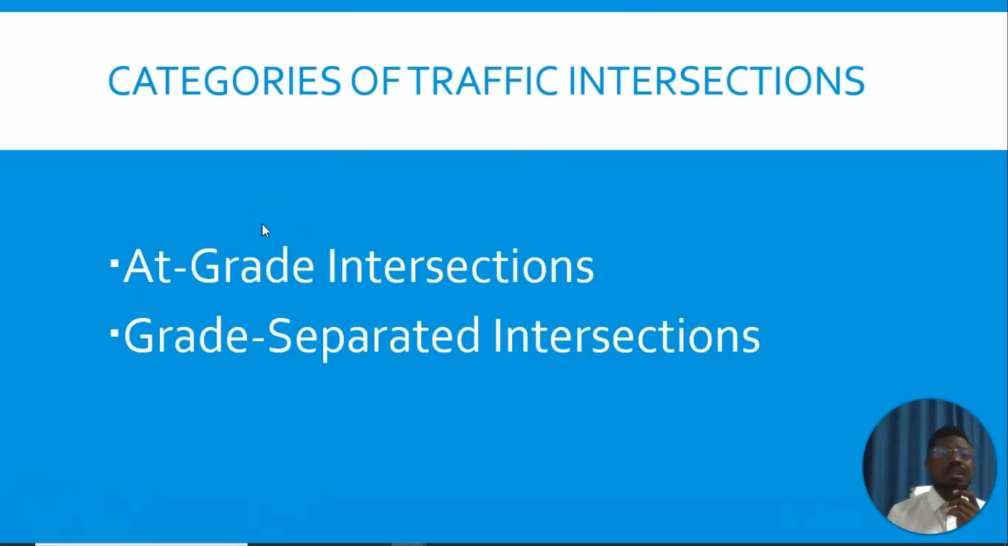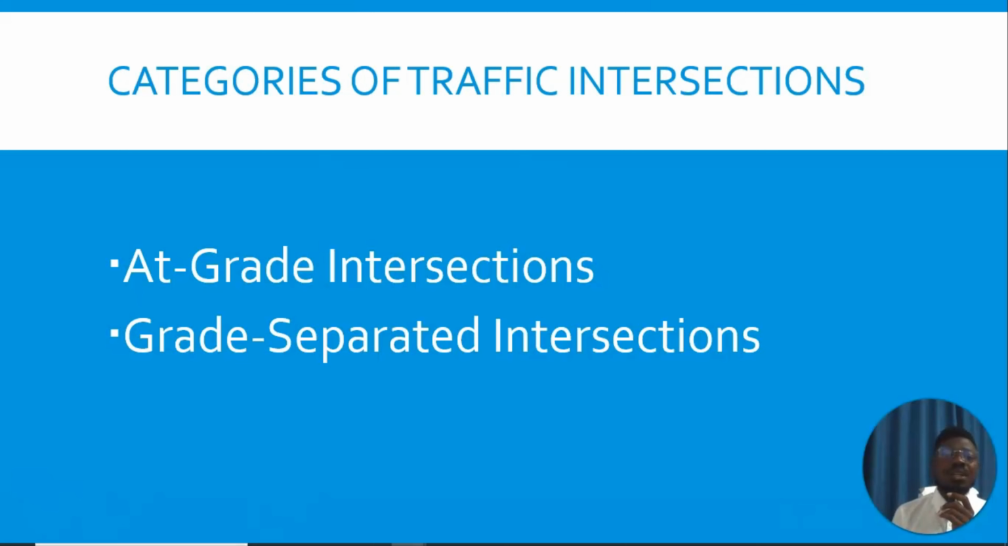Then we have the categories of traffic intersection. We have two categories of traffic intersection, though under each category we have types. The first category is what we call the at-grade intersection, and the second one is what we call the grade separation intersection. So what do we mean by at-grade intersection?